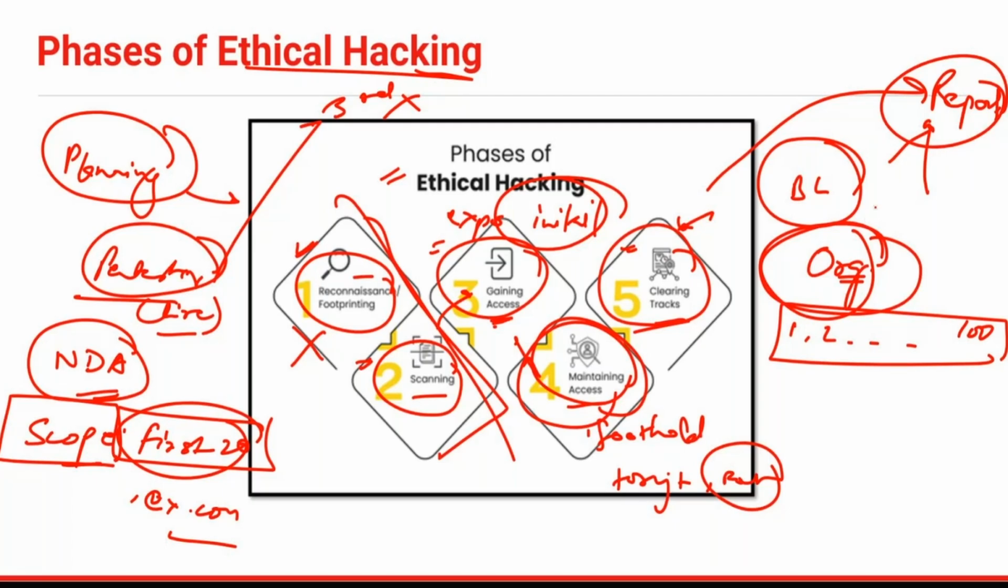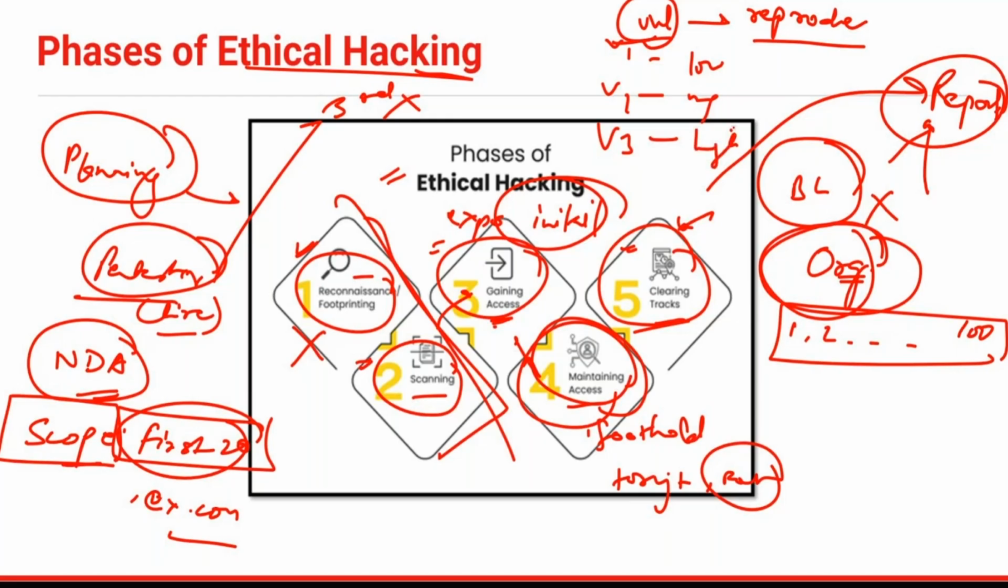So in your report, you should have all the vulnerabilities. You should have the reproduction steps, how you found and how you exploited these vulnerabilities. Your vulnerabilities, like V1, V2, V3, should all have a risk assessment done. Like V1 is low, V2 is medium, V3 is high. The risk assessment should be done so that the organization can prioritize which vulnerabilities they have to fix first. So that is the report phase. But from the CEH perspective, these are the 5 phases we have.